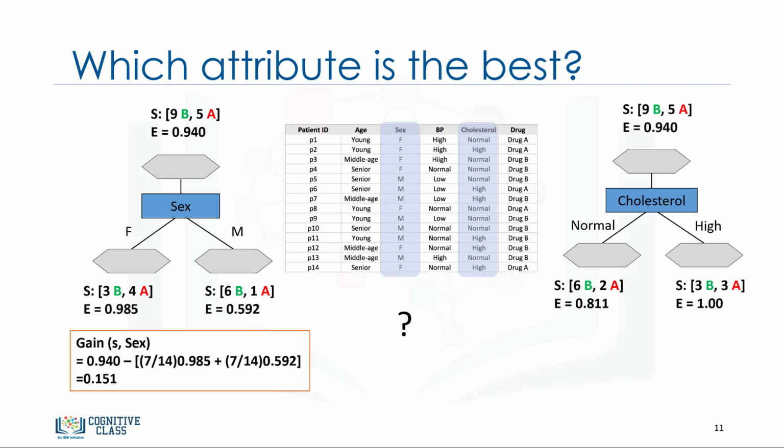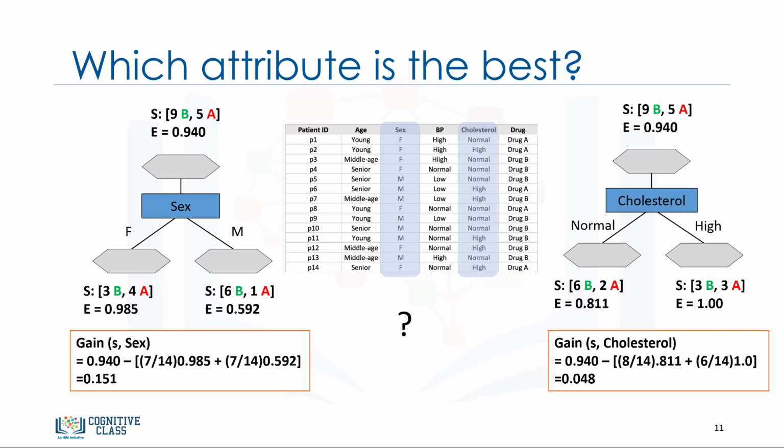As you can see, we will consider the entropy over the distribution of samples falling under each leaf node, and we'll take a weighted average of that entropy, weighted by the proportion of samples falling under that leaf. We can calculate the information gain of the tree if we use cholesterol as well. It is 0.48.